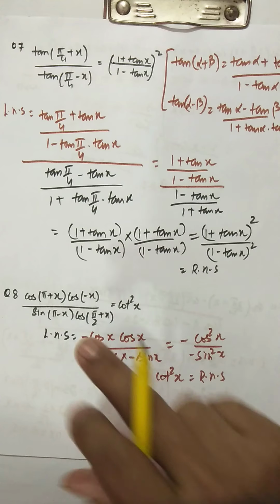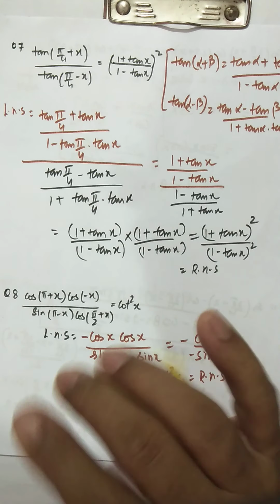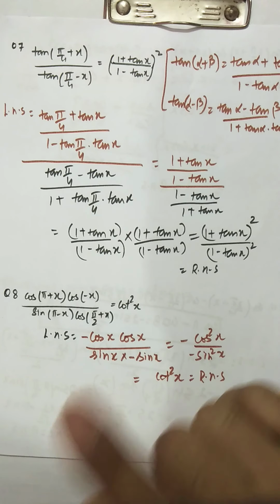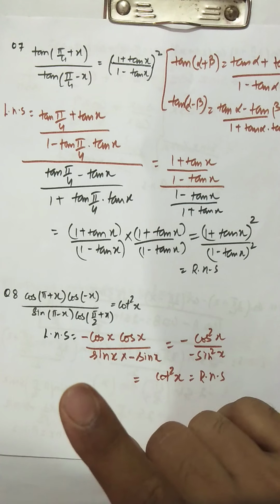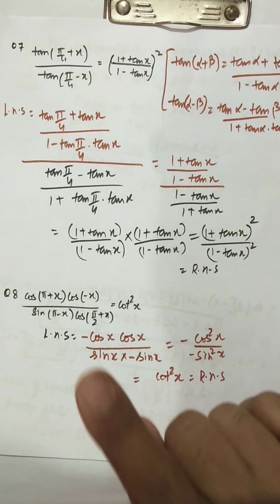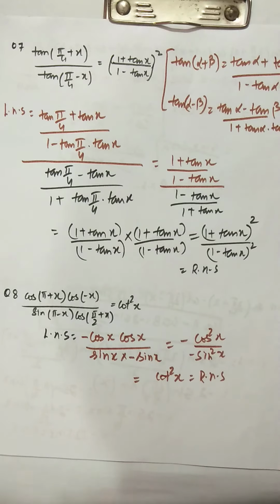So again, this is because of pi plus x. I told you, if it is 90 plus minus theta, 180 plus minus theta, 270 plus minus theta, 360 plus minus theta, then you apply the concept of quadrants.